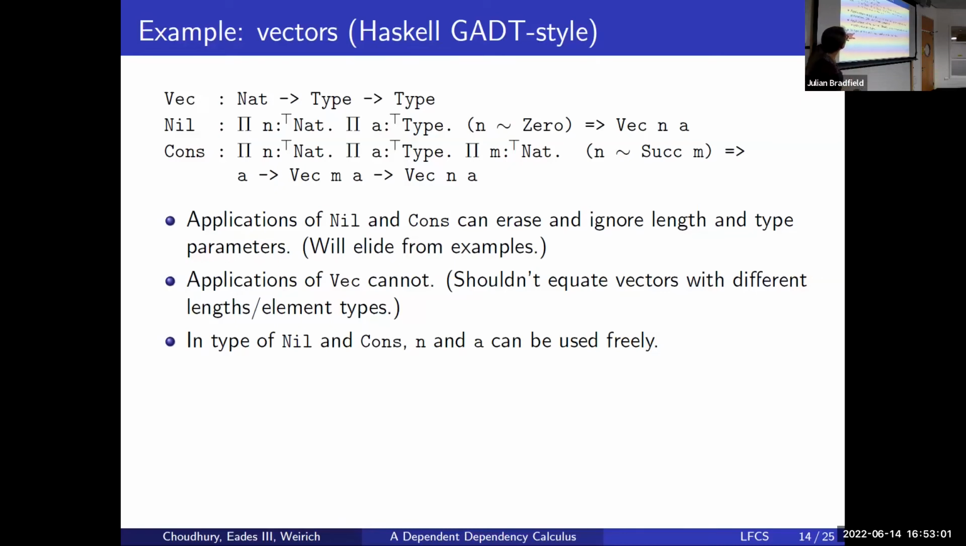Right, and this last bullet is just reminding you that these annotations on n and a are talking about the data constructors nil and cons and how they use their arguments. They're not talking about how n and a are used in the type of nil and cons. So, for example, nil is going to give me a vector. That vector, these are relevant, right? And so n and a can appear in relevant positions. I can use these n and a freely.